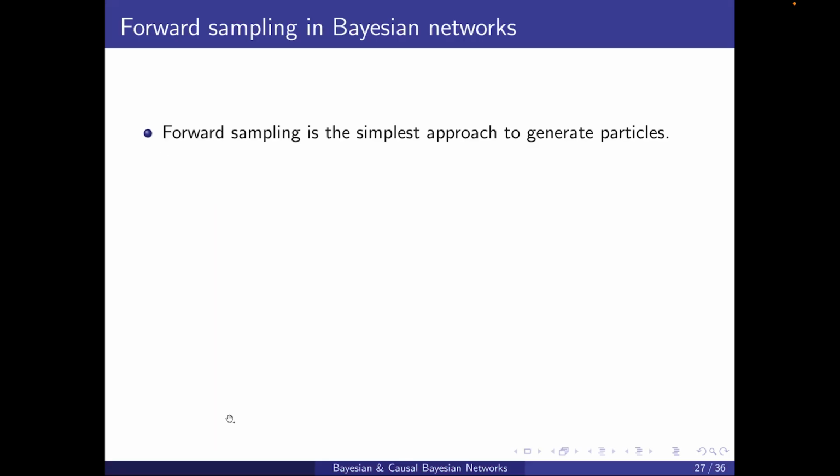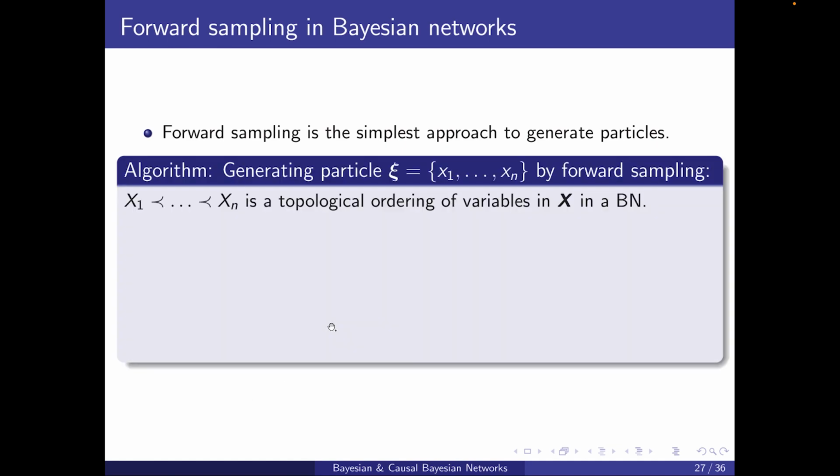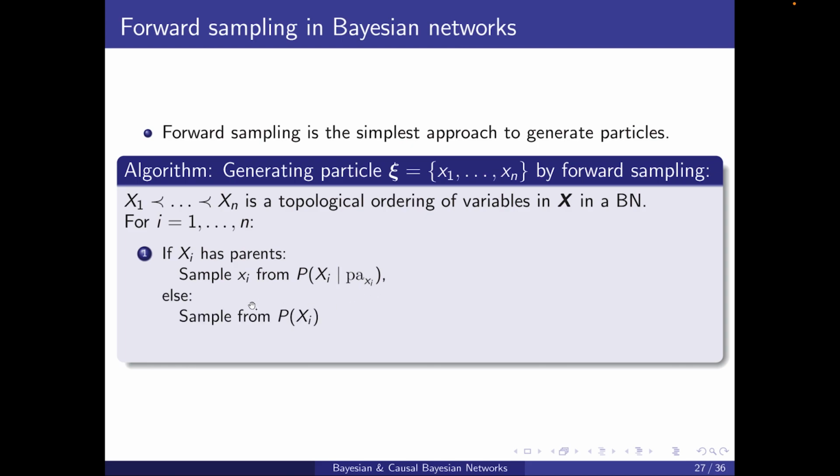So forward sampling is kind of the simplest approach to generate particles, and here's the algorithm. We go with some topological ordering of variables in X in a Bayesian network. For each of these, we go one by one. If xi has parents, then we sample it from this distribution, p of xi conditioned on the values of its parents. Otherwise, we will just sample from p of xi. And then we will assign the sampled value xi to Xi, and we will put it back in this distribution.